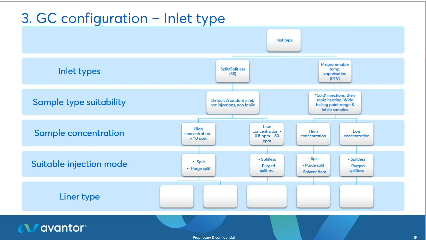Then when we look at the suitable injection mode for high or low concentrations, for high concentrations there's split and purge split. With the PTV, there's an additional option for solvent vent. And for low concentration samples, a lot of the time it's a splitless injection.